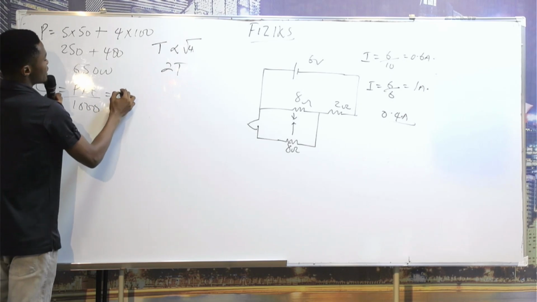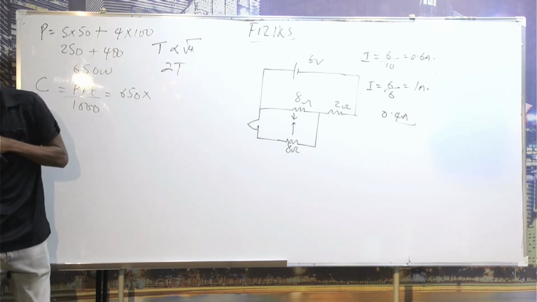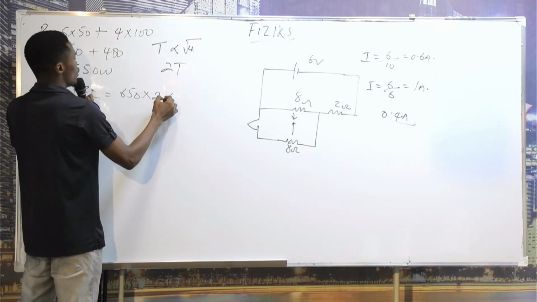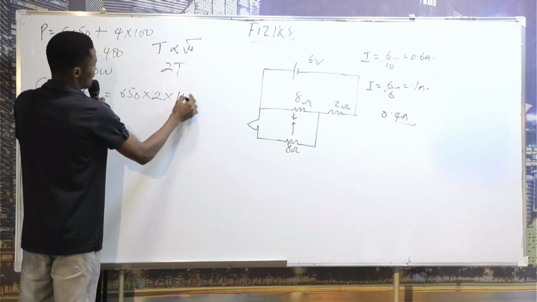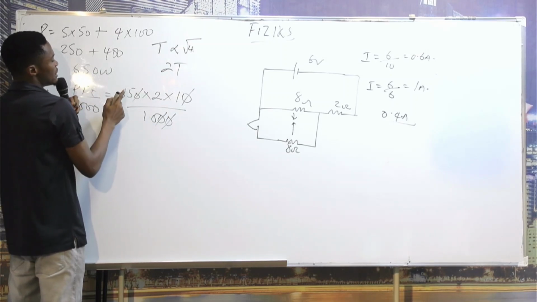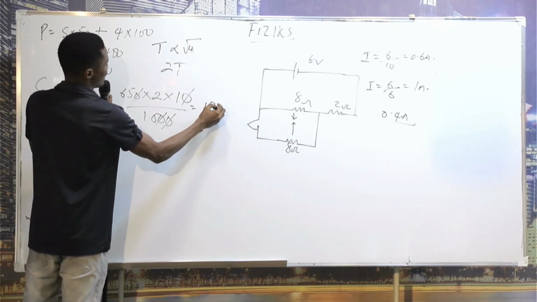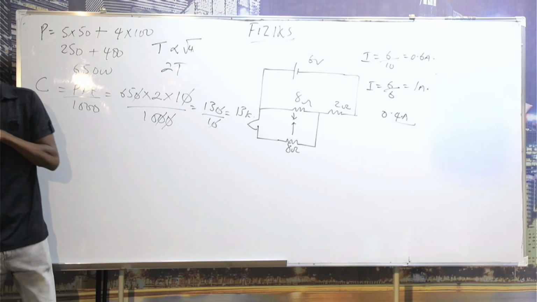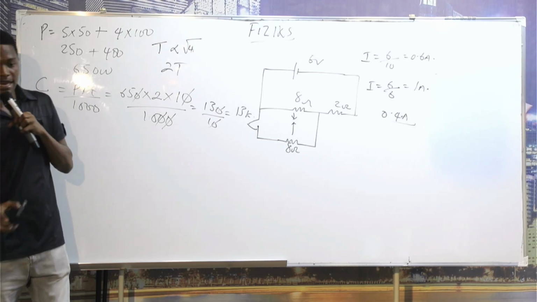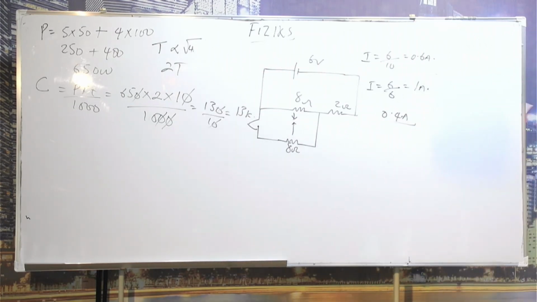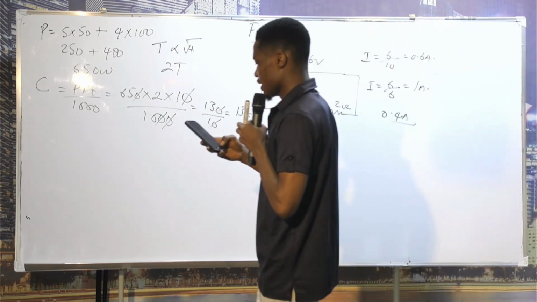So 650 times, what is the tariff? They said electricity costs how many kobo? 2 kobo per kilowatt hour. For how many hours? 10. Divided by 1,000. 0 cancels 0. 65 times 2 is how many? 130 over 10. Answer is 13 kobo. But 13 kobo is not there. Okay, it's there as naira, that is 0.13. How do you convert kobo to naira? Divide by 100. Okay, next question.